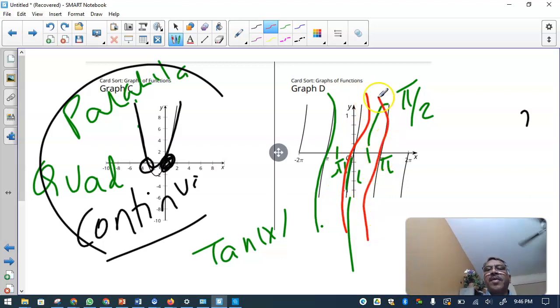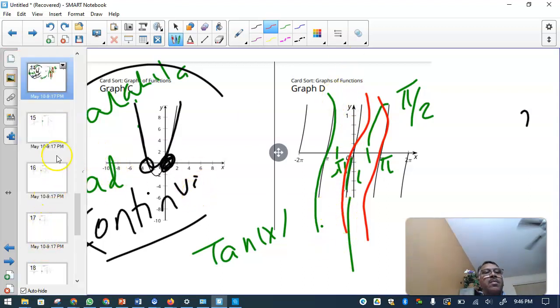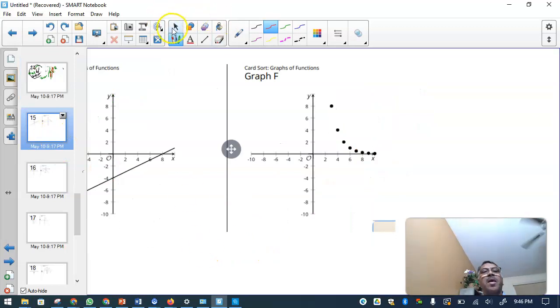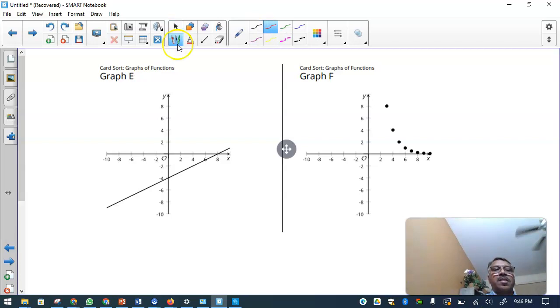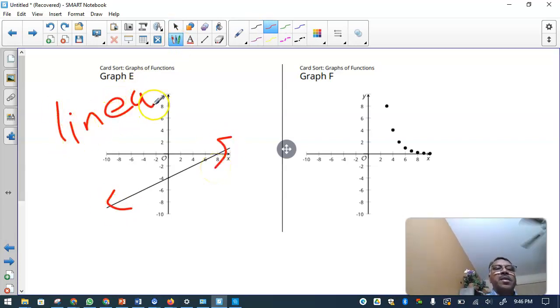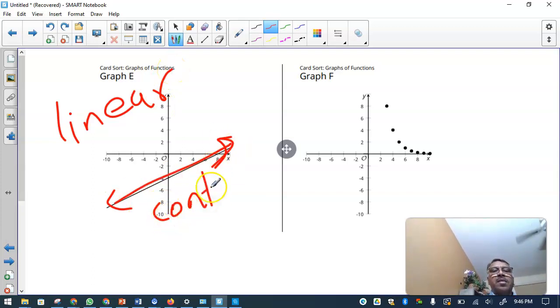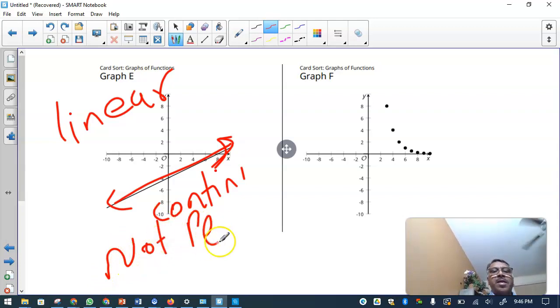So that's the graph of 10x and it goes down, up. We see the next one. This is the line, so you can clearly see this is the line, continuous. This represents a linear function. And this one is a line, continuous. So this is continuous, so not periodic, and it is also not discrete.